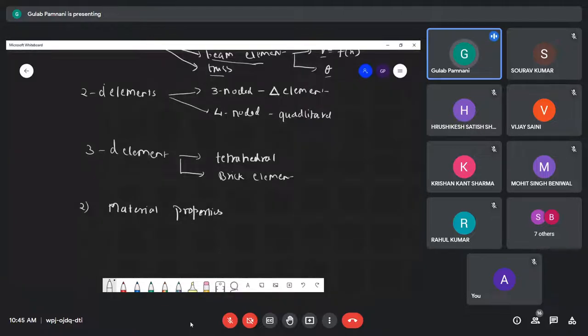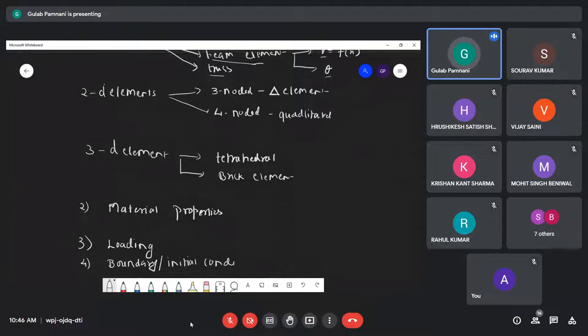Once you have discretized, you give the material properties of whatever geometry you have. You will give the conditions also, like what is the loading that is coming, the boundary conditions or the initial condition, whatever it is, boundary or initial conditions.